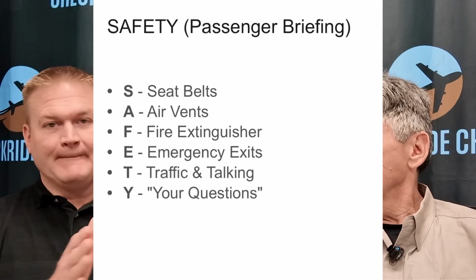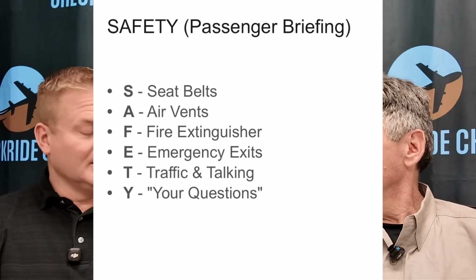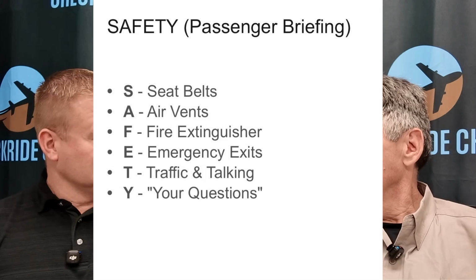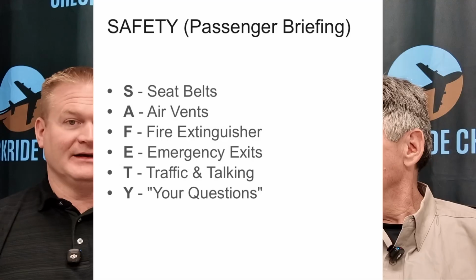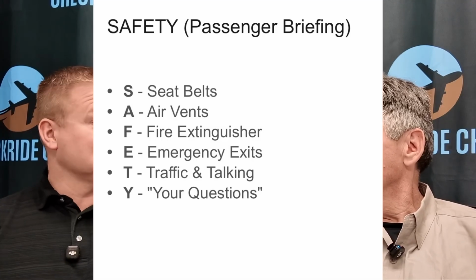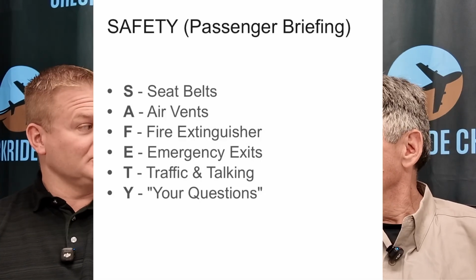Fire extinguisher. There's a separate acronym on a fire extinguisher: pull the pin, aim at the base of the flame. Emergency exits. Here's your doors. Your emergency exits, typically in small aircraft, are the doors you came in and out of. This is how you open and close your door. Again, don't assume that they know how to do it.